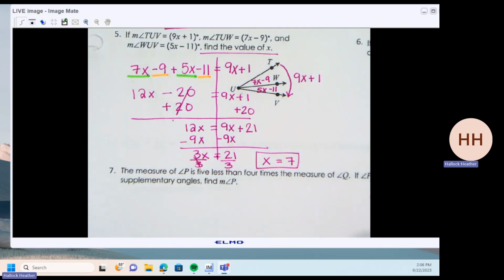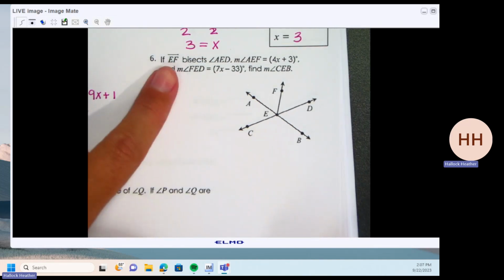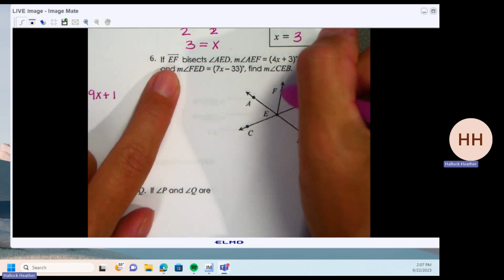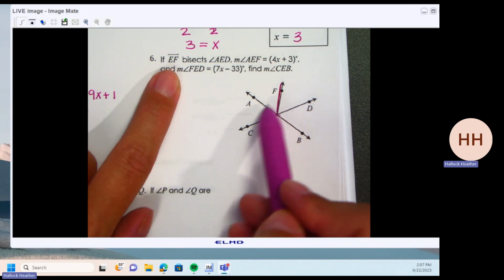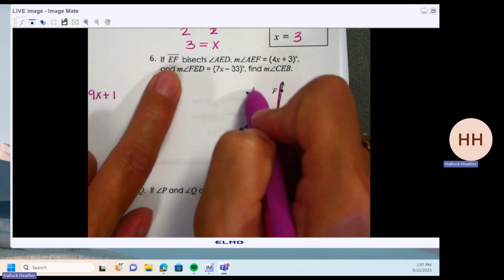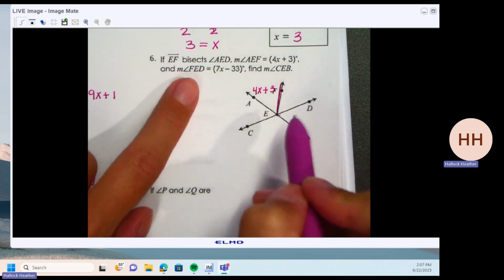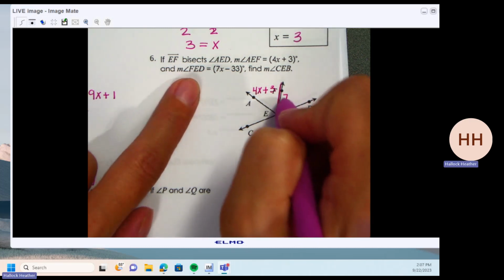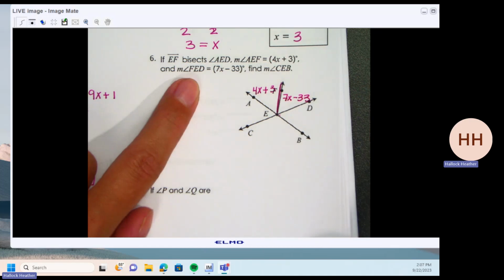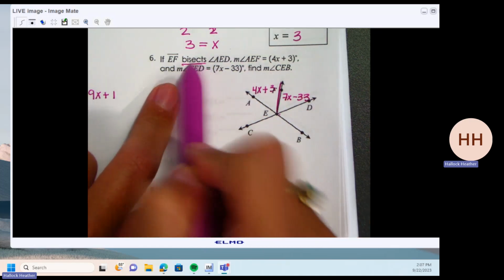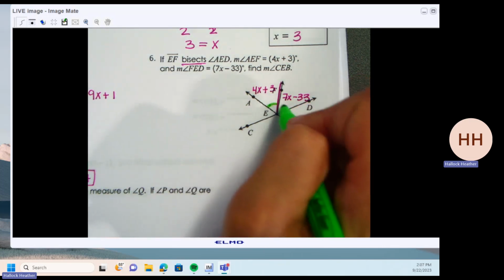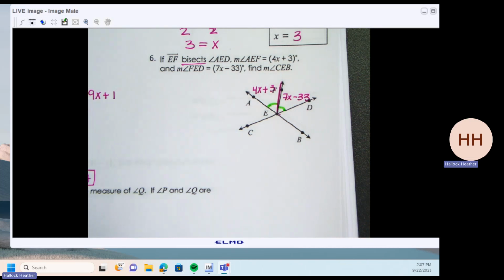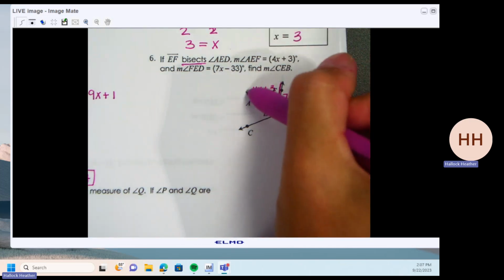So 6, this one's a little bit different. This one tells me something specific that I need to know in the directions. It says if ray EF bisects AED, and I know AEF is 4x plus 3, and I know FED is 7x minus 33, I have to find the angle measure. Since I know it bisects it, it cuts it perfectly in half. So whatever this angle ends up being, that's the same as this angle. They're both congruent.